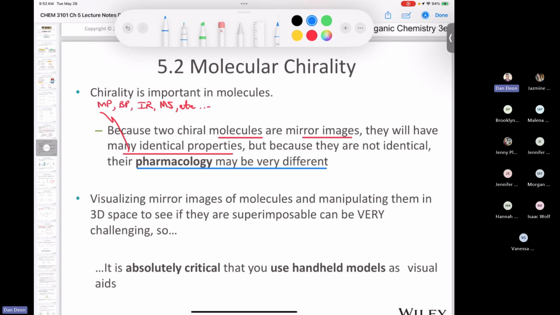And so visualizing molecules and mirror images and manipulating in 3 dimensions can be very difficult. So it says here absolutely critical that you use handheld models. I would say strongly suggested. And you don't have to get an expensive model kit. You'll see mine is nothing fancy.